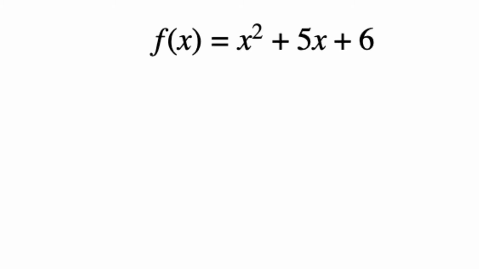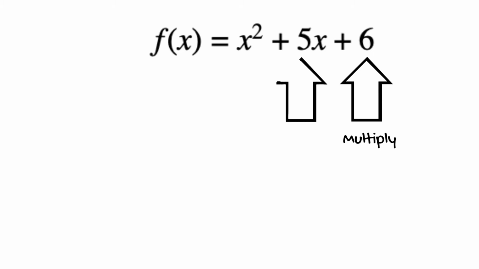So suppose that you are trying to find the factors of the quadratic f of x equals x squared plus 5x plus 6. Then you would be looking for two numbers that multiply to give you 6, that's that last term, and add to give you 5, that's that middle term, that b term. So what numbers multiply to give you 6? Well, there's a few combinations. We have 1 and 6, right? 1 times 6 is 6. We have 2 and 3. 2 times 3 is 6.